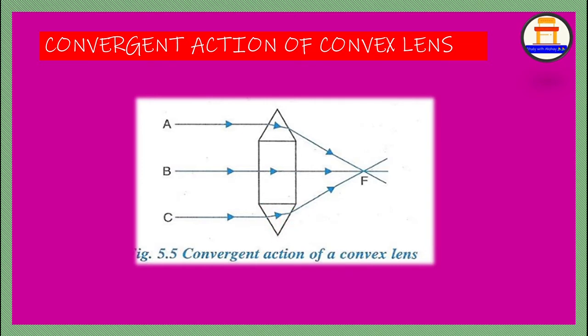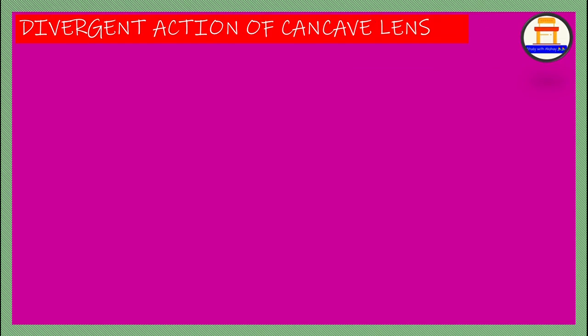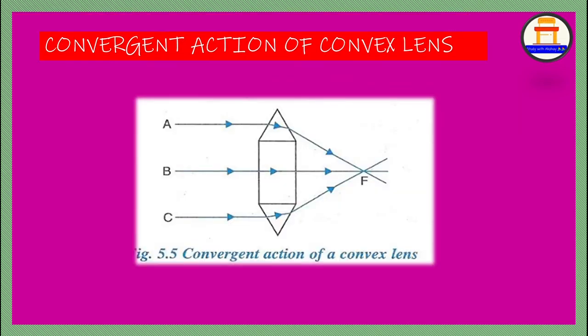Here we are going to deal with convergent action. On passing light through a convex lens, they all meet at the point F. What is this F? Let's see as the video proceeds. Any parallel beam of light, when it is parallel to this center line, all meets at the point F. They all converge. Converge means they are all meeting.